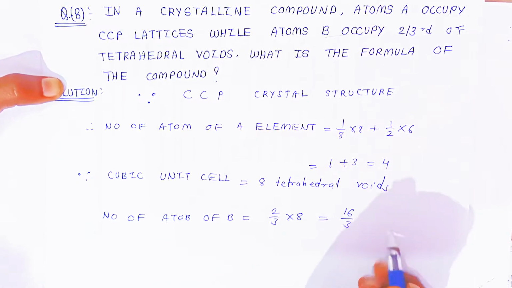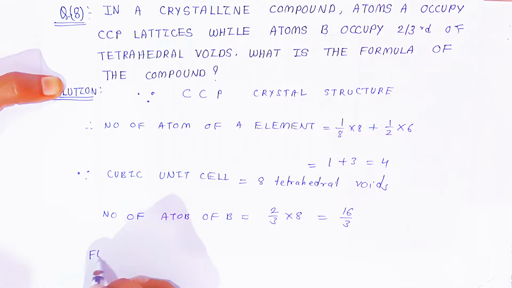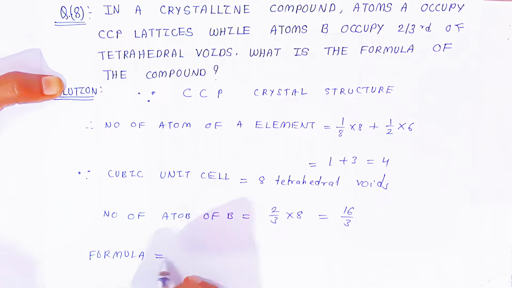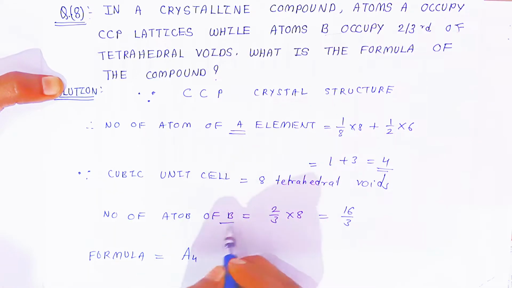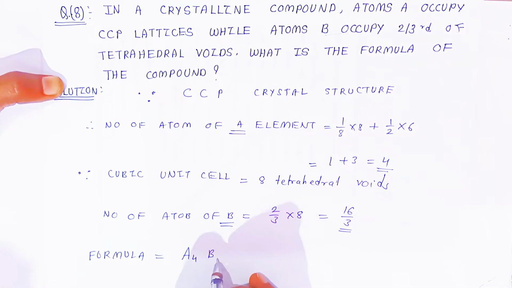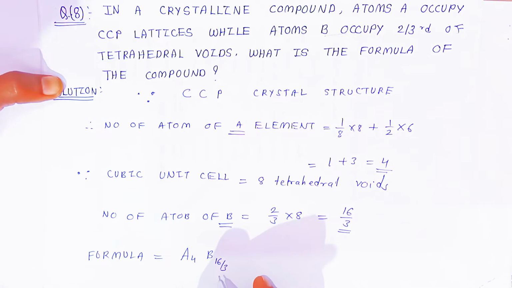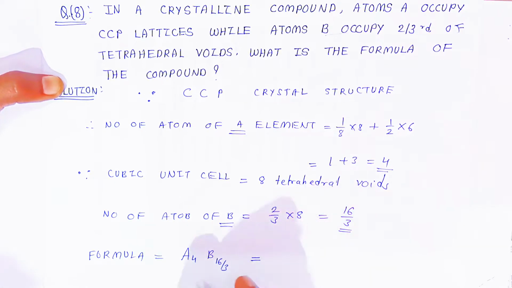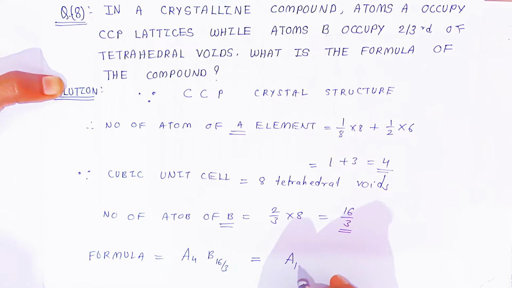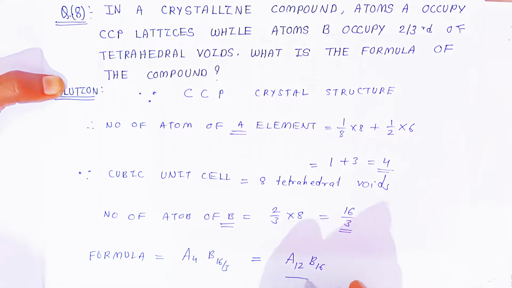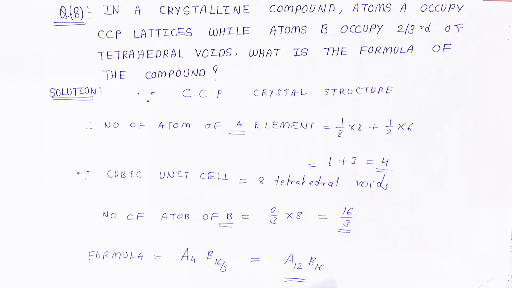Understanding, students? Now what will be the formula? The formula will be: A element, how many? 4. So A 4. Now B, how much? 8 upon 3. Now, students, when you want to remove 3, you have to multiply by 3 on both sides. It becomes A 12 and B 8. This is the formula, students. This way you can explain the formula of the compound.